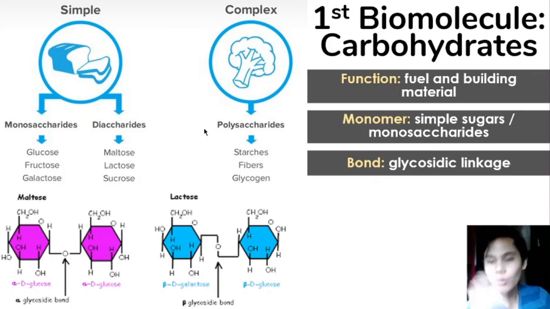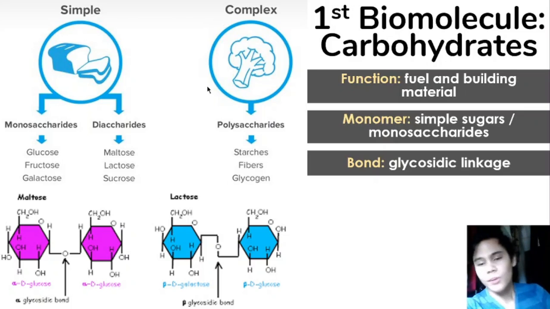So the monomers, or the building blocks, the fundamental units, are called monosaccharides. These are simple sugars, and the bond between these is called a glycosidic linkage. So in your biochemistry courses, perhaps in college, you're going to discuss that there are different types of glycosidic linkage. They can be in the same direction or different direction. Okay, so you can see that in your lactose and your maltose.